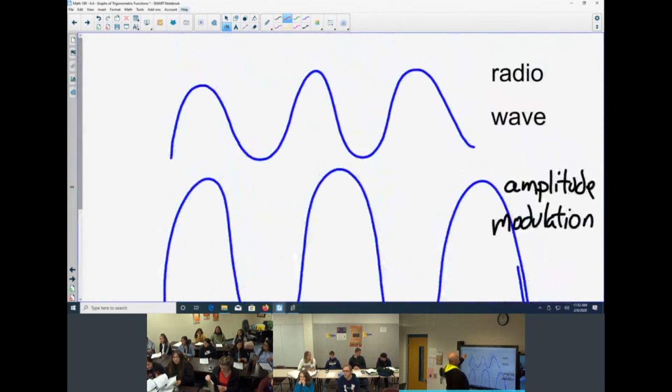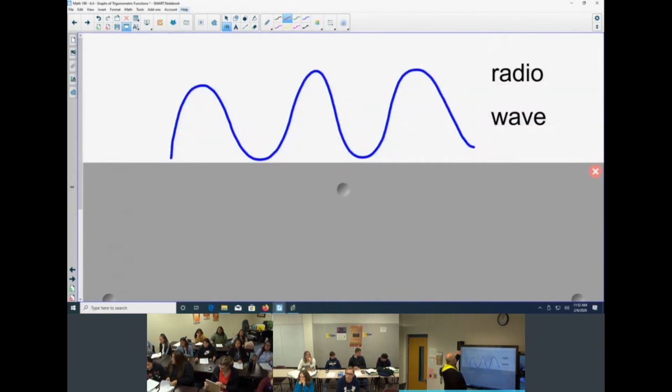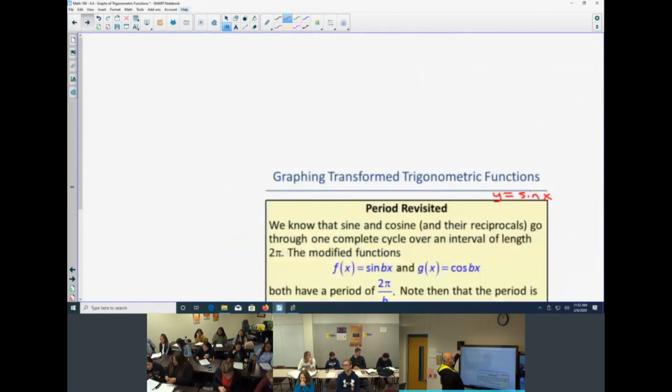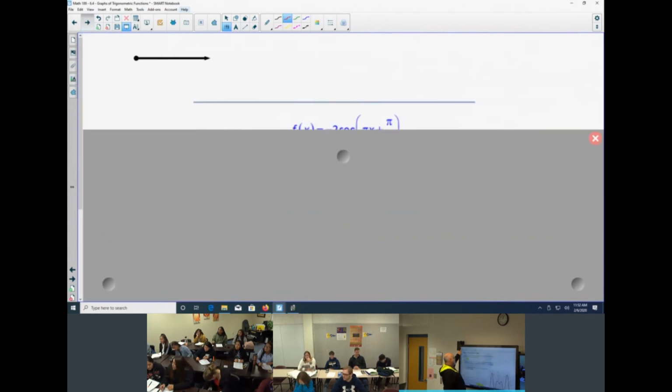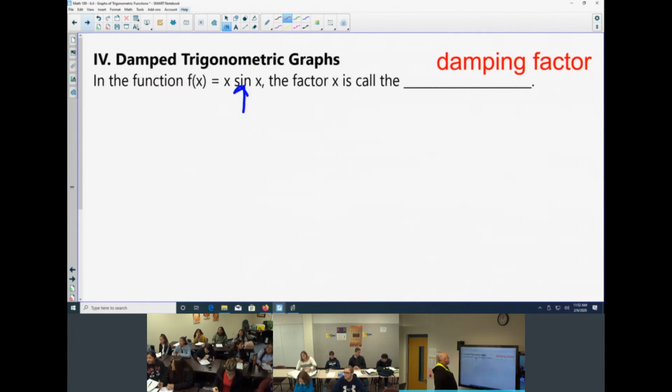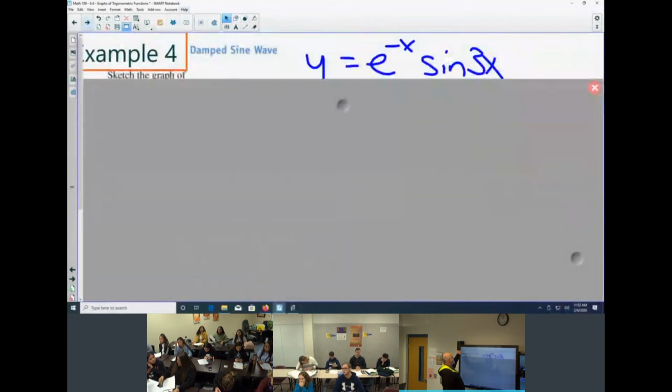All right. The last thing on this sheet is what's called a damped signal. In the function f of x equals x sine x, the factor x in front is called the damping factor. What this does is it gives you boundaries for your trig function. Let me show you what one looks like.